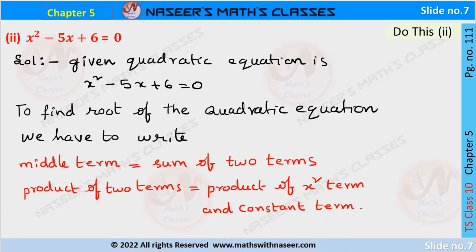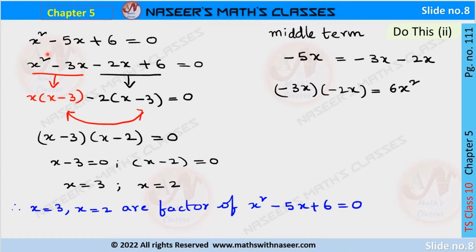Now we are going to solve the quadratic equation x square minus 5x plus 6 is equal to 0 by the factorization method. To find the roots, we first have to split the middle term as the sum of two terms, and if we multiply these two terms, we get the product of the x square term and the constant term. Then the middle term minus 5x is written as minus 3x minus 2x, and if we multiply these two terms we get 6x square. It is nothing but the product of the x square term and the constant term.